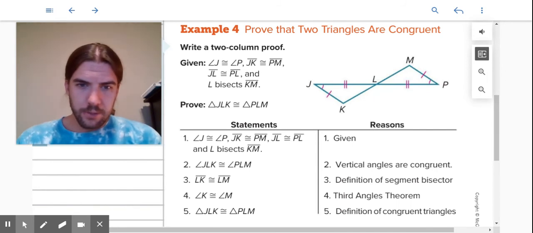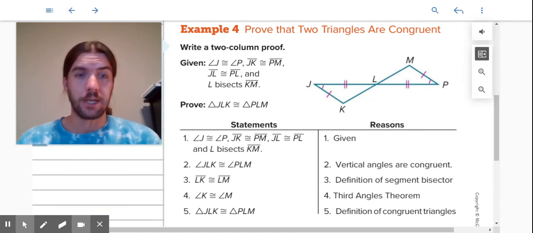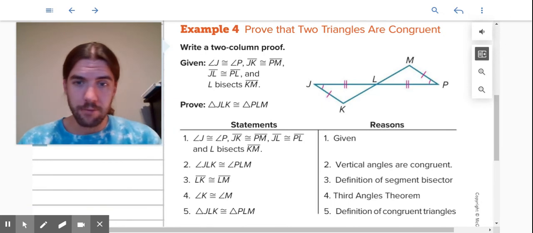LK is congruent to LM. Well, we know that's true because that's just the definition of a bisector. A bisector is something that cuts it in half. So if you cut things in half, those two pieces are the same. You just have one half and you have the other half.